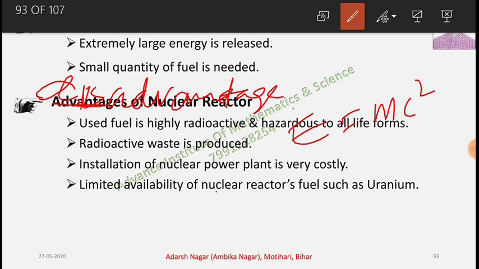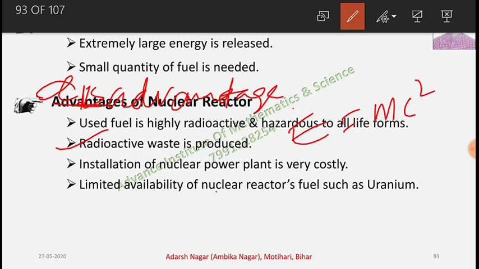Whatever is used in a nuclear reactor as fuel are radioactive elements, and radioactive elements are dangerous for all living life. Radioactive waste is produced after utilization of fuels in a nuclear reactor. When the waste is disposed of either in soil or in water, it causes loss of life.